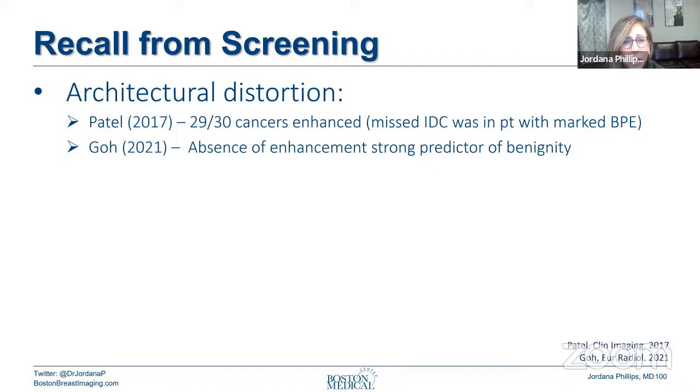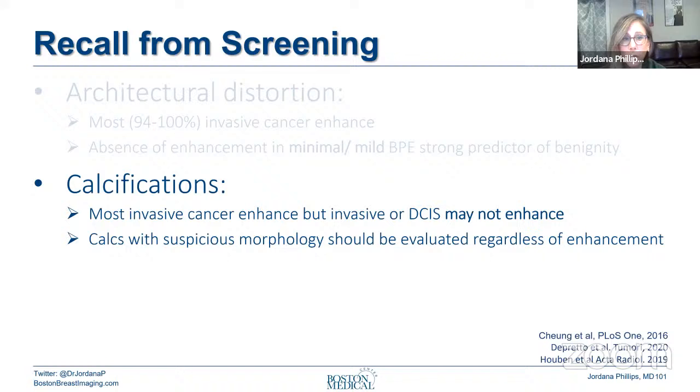Once somebody has a lot of background parenchymal enhancement where it can impact your perception, your identification of abnormal enhancement, you want to be a little bit more cautious. We're looking at calcifications. Most invasive breast cancers enhance, but there are some invasive cancers or DCIS that may not enhance. This is similar to MRI. And so we want to evaluate calcifications with suspicious morphology regardless of enhancement. And I talked already a little bit about when to use contrast enhanced mammo for these cases.